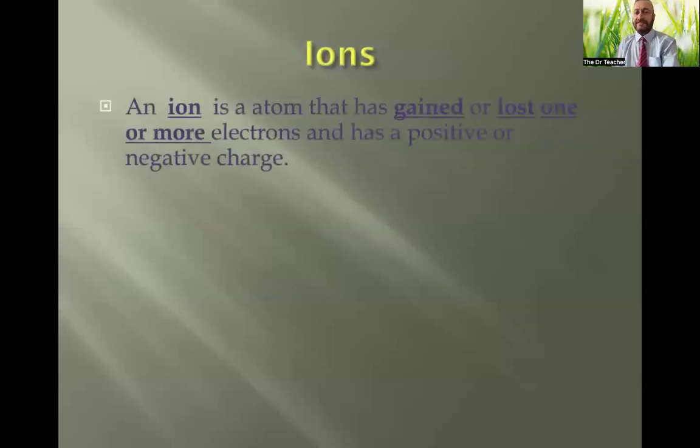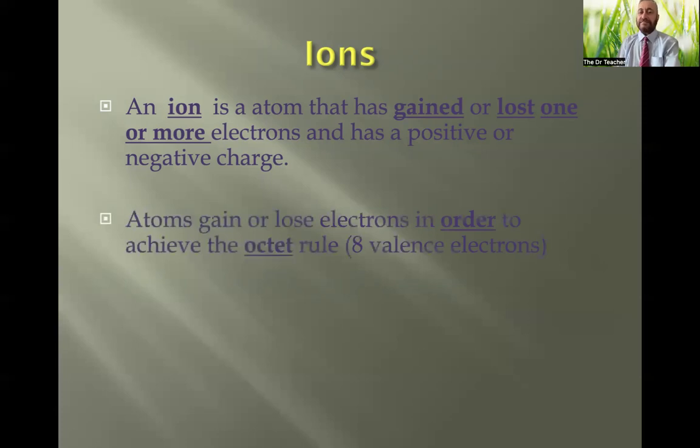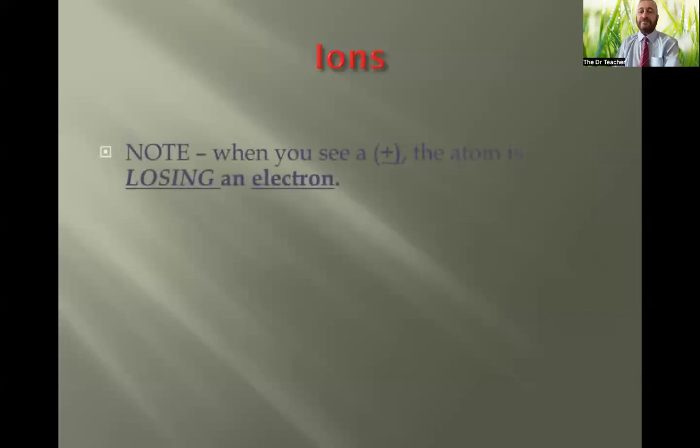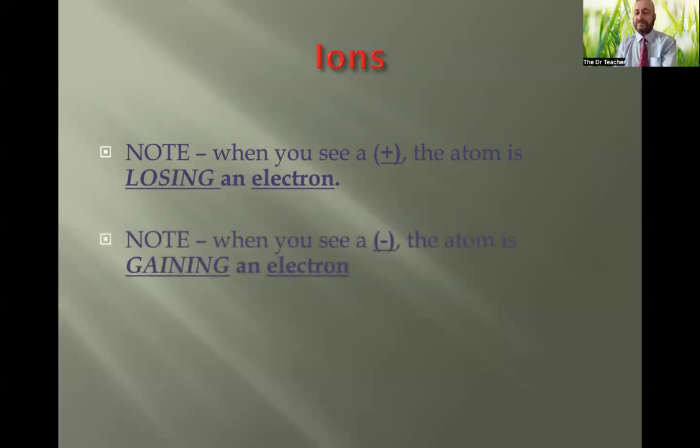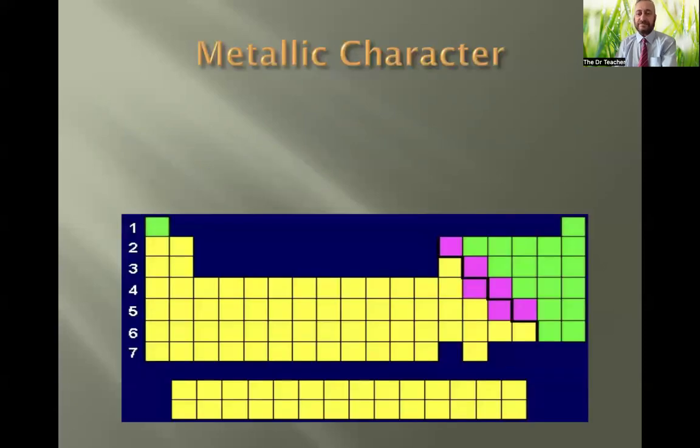So an ion is an atom that has gained or lost one or more electrons and has a positive or negative charge. Why do atoms gain and lose electrons? In order to achieve the octet rule. These are small atoms with low atomic numbers, and they want to achieve 8 valence electrons in the outer shell. When you see positive, the atom has lost electrons. When you see negative, the atom has gained electrons.